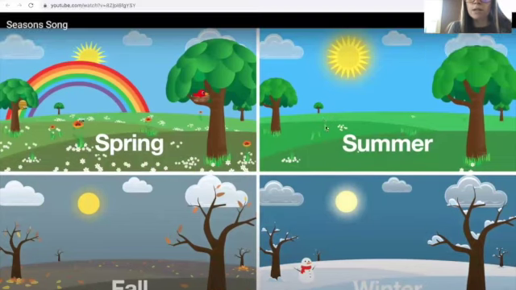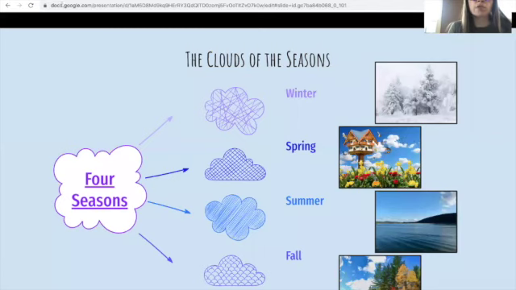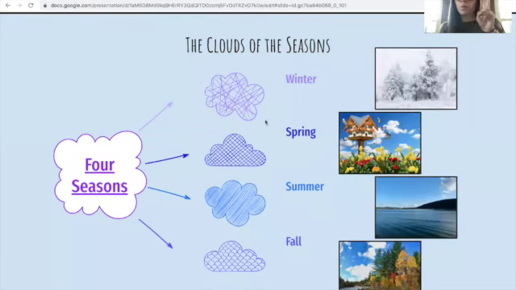Good job, guys. So we know we have spring, summer, fall, and winter. And so we're going to talk about the kind of clouds we usually see. So winter, not always around here, but it usually snows because it's pretty cold during the winter.